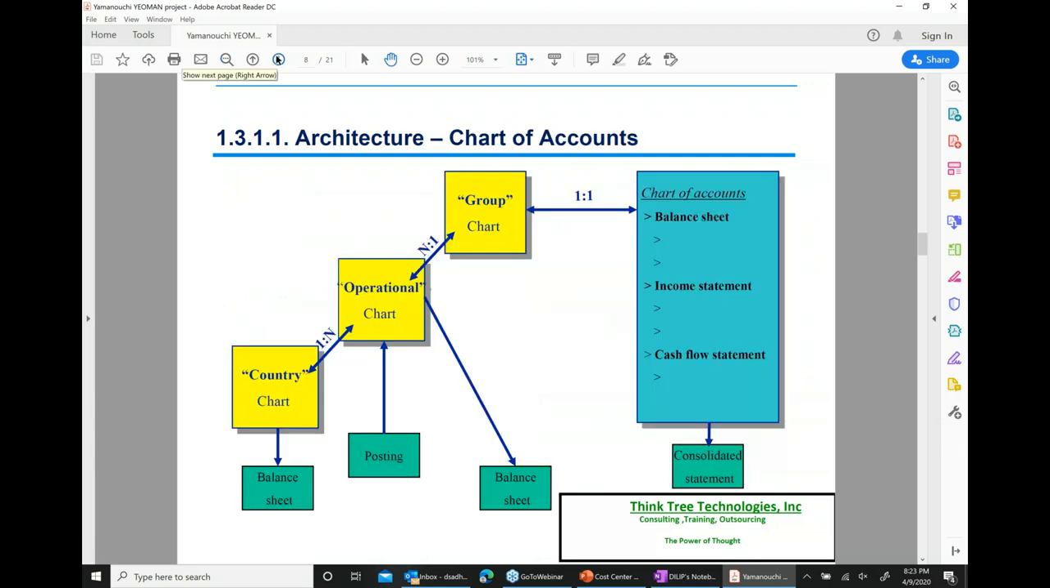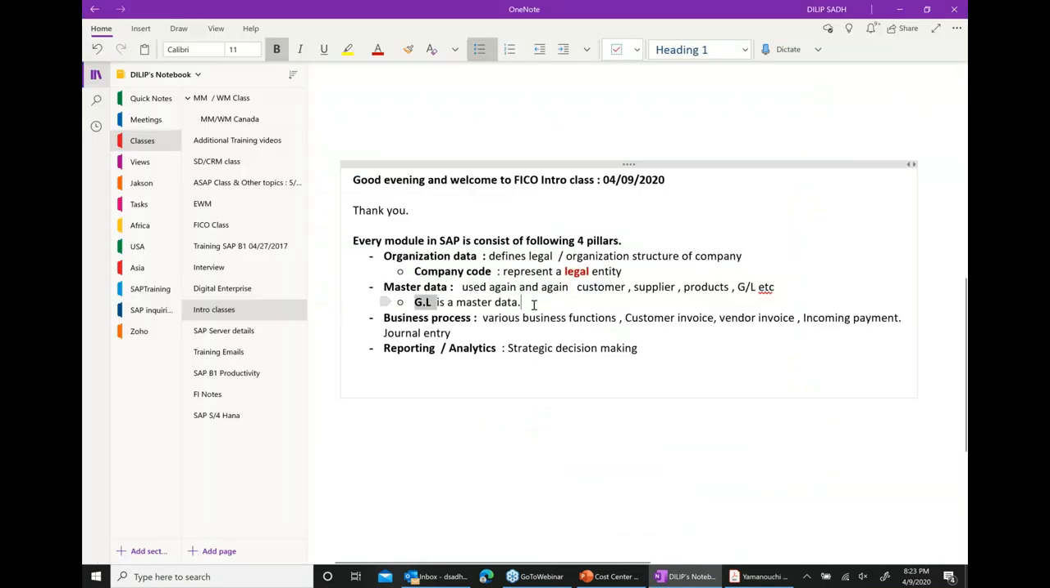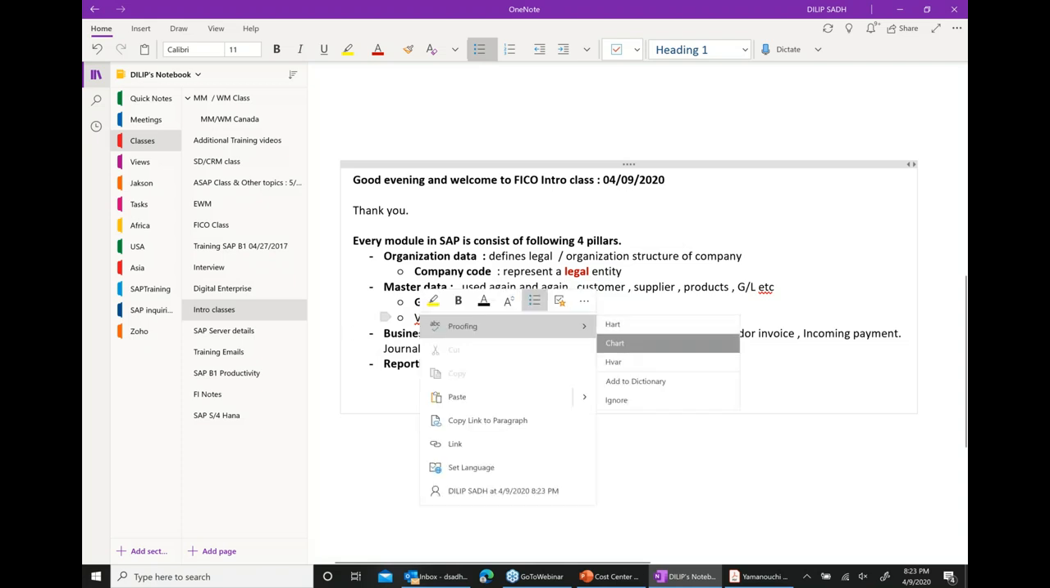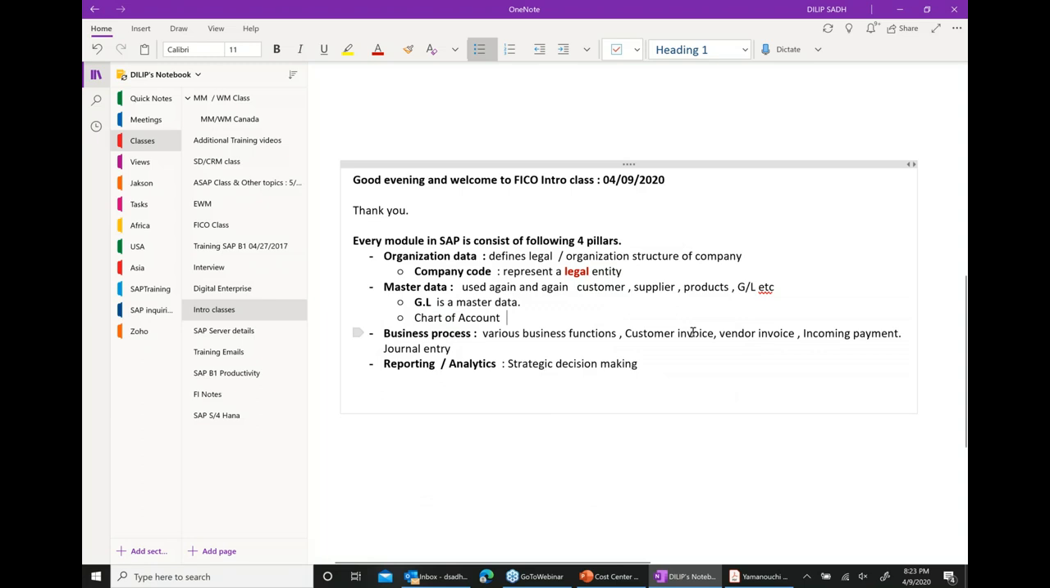Okay. There is something called chart of account. Make a note of that. Chart of account, COA. Make a note of it. Chart of account.